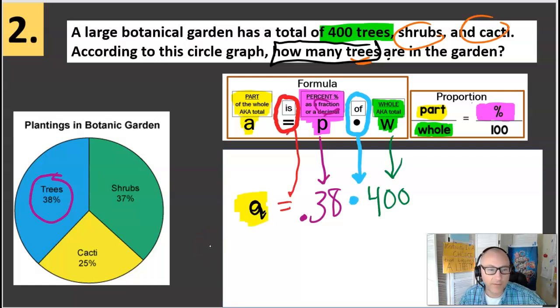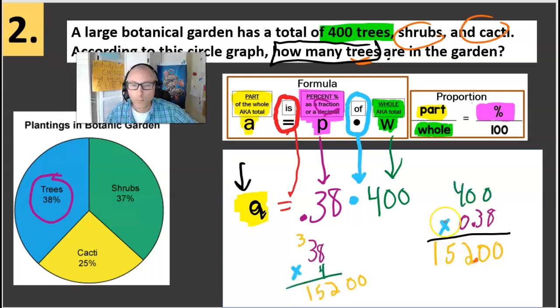So out of all the things that are in this garden, how many of them are trees? That's going to be what we get right here. So we're just going to multiply 0.38 times 400. After doing the calculations, I get 152.